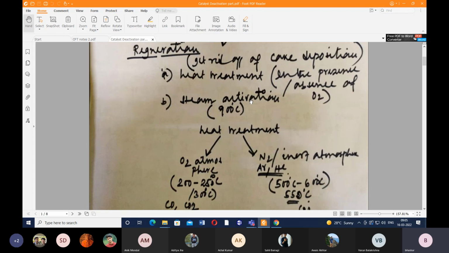What would be our step number 7? Step number 7 is diffusion of the product molecules from the external surface of the porous catalyst to the bulk phase. So these are the seven different steps involved in such a heterogeneous catalytic reaction. Always remember this.